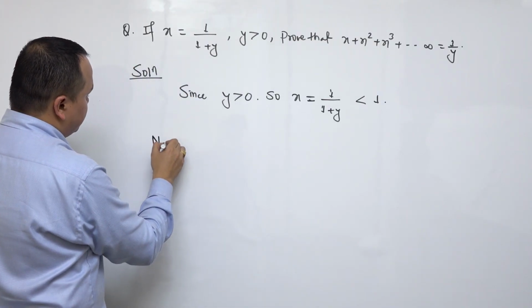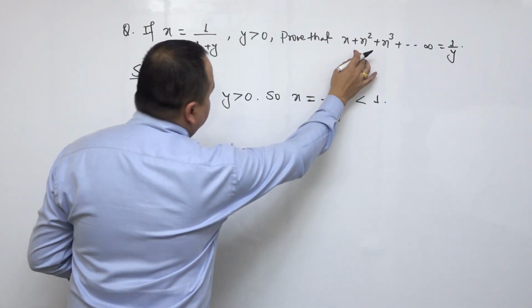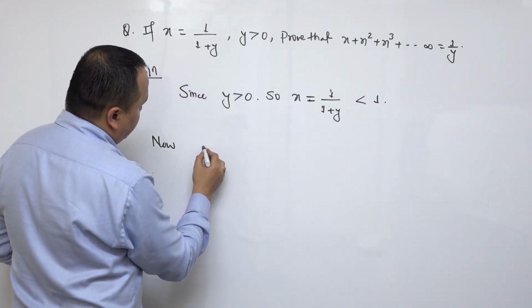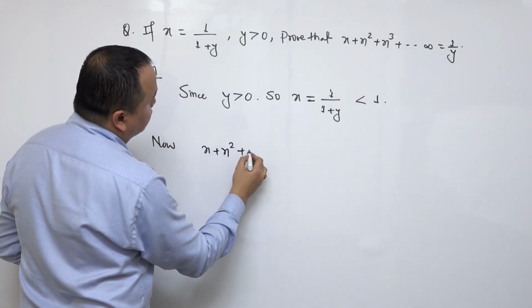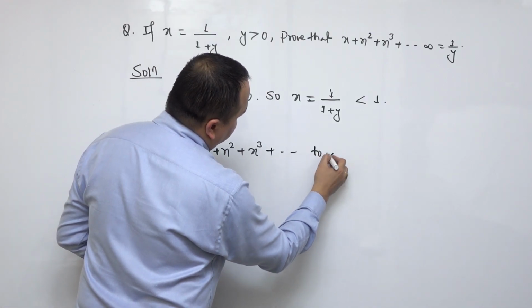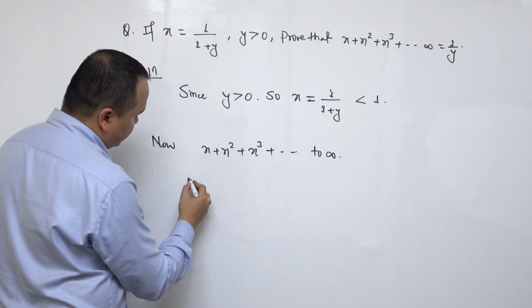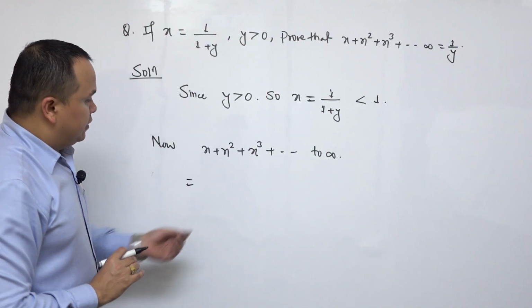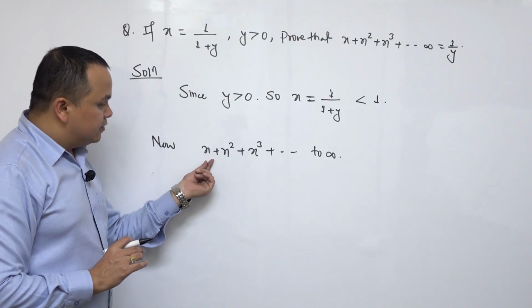Now, given series x plus x square plus x cube plus to infinity is equal to, here t2 by t1 is equal to t3 by t2.